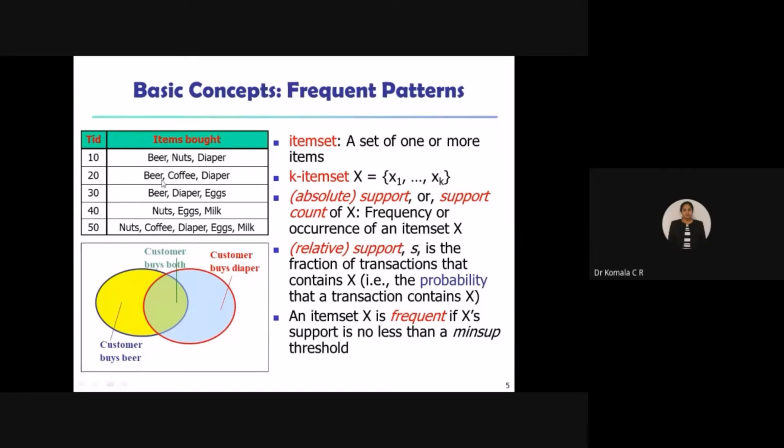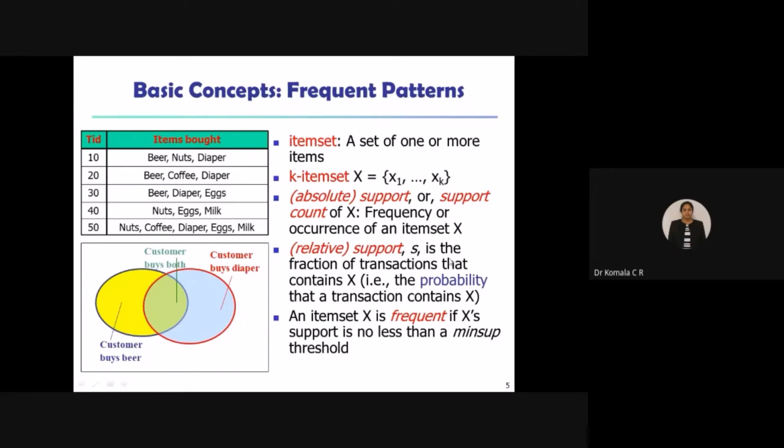Maybe another set of customers is buying beer, coffee, diaper. Another example, beer, diaper with eggs, nuts, eggs, milk. All these are different products. You can write on your own. And nuts, coffee, diaper, eggs. Some example is taken here, right? Now let us see with this example how we do some frequent pattern analysis.